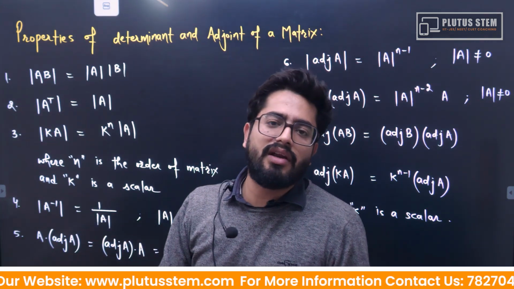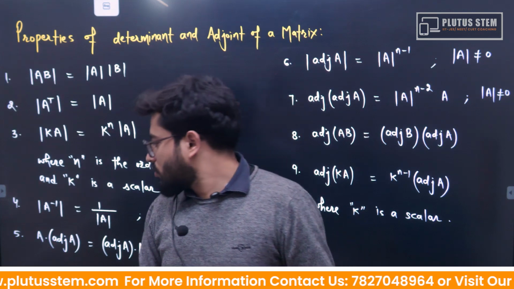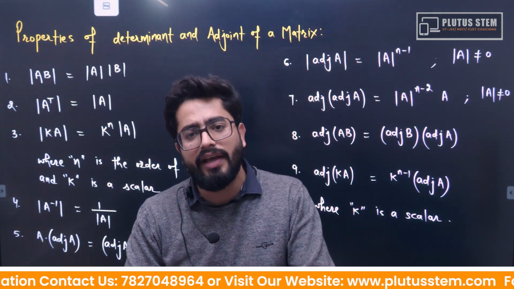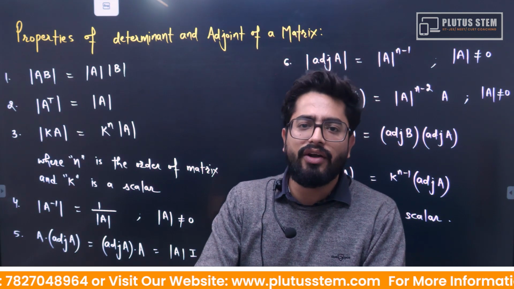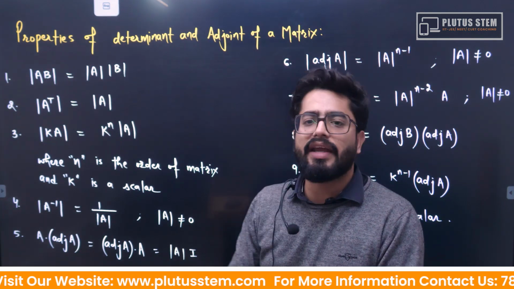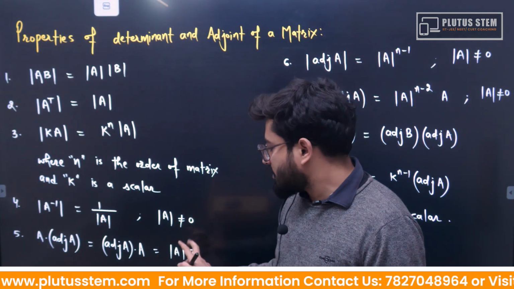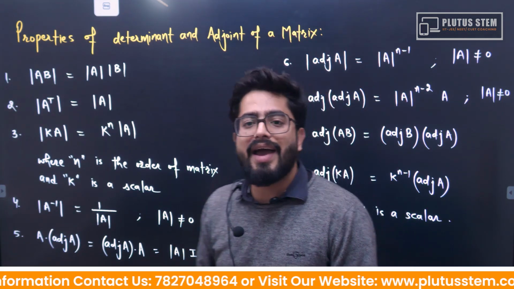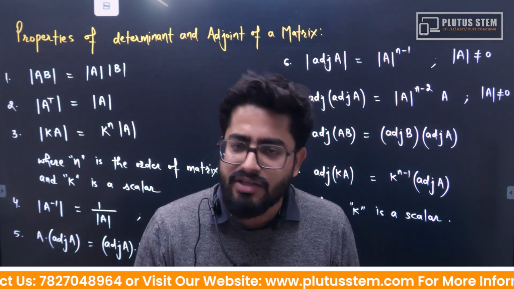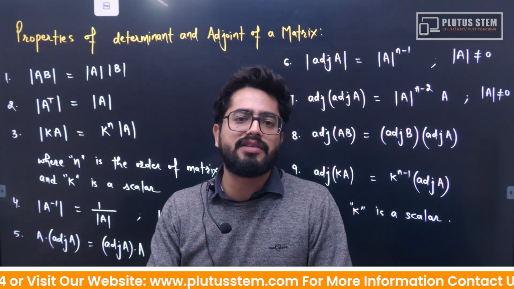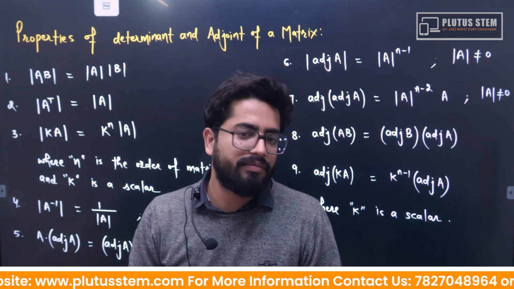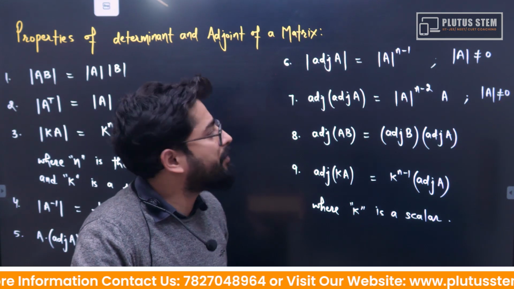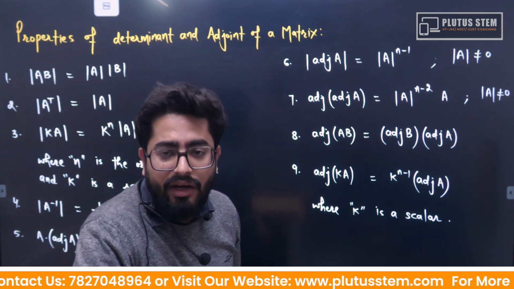Next property is related to adjoints of the matrix. If you have matrix A, then A into adjoint A is equal to adjoint A into A, which is equal to determinant A into I. Determinant A is a number, a scalar, and I is the identity matrix whose order is the same as the order of the matrix A.